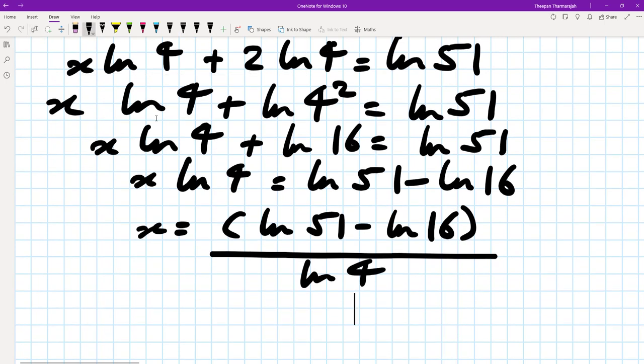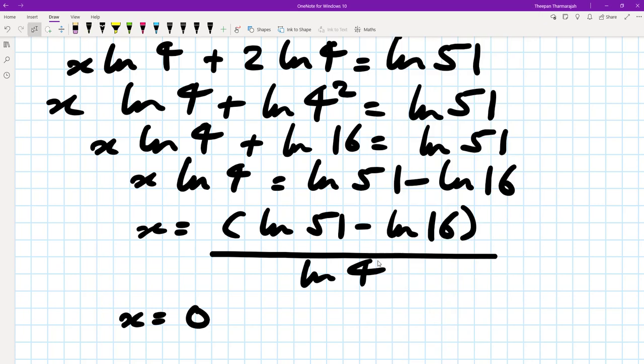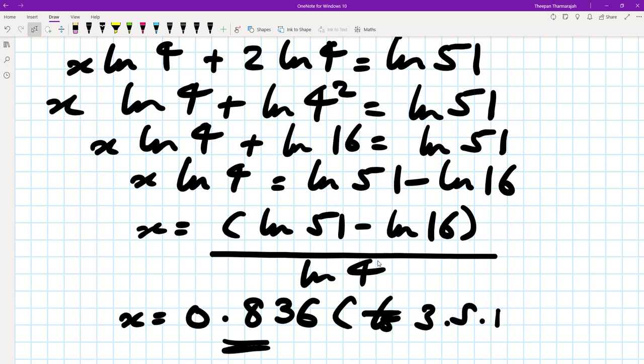Using our calculator now, so we get ln 51 minus ln 16 divided by ln 4. 0.836 to 3 significant figures.